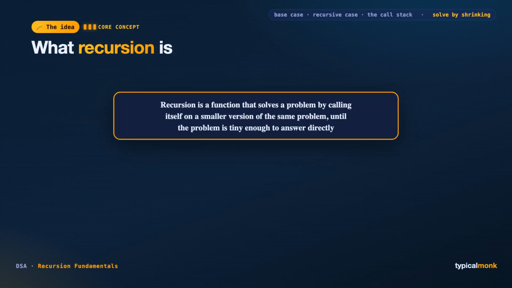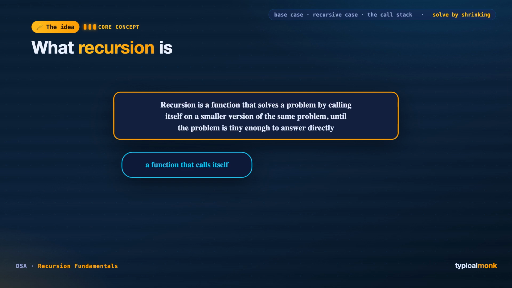Let us begin. Let us pin down the idea precisely, because a clear definition removes most of the confusion. Recursion is a function that solves a problem by calling itself. But, and this is the crucial word, it calls itself on a smaller version of the same problem. Not the same problem again, which would loop forever, but a genuinely smaller one. Each time the function runs, the problem it faces gets a little bit tinier.